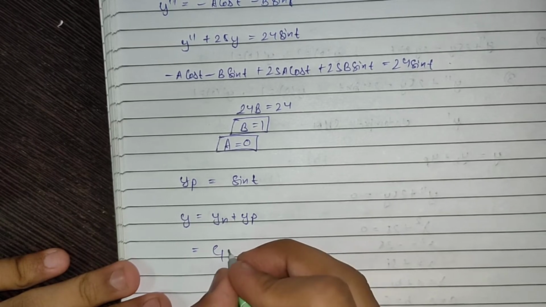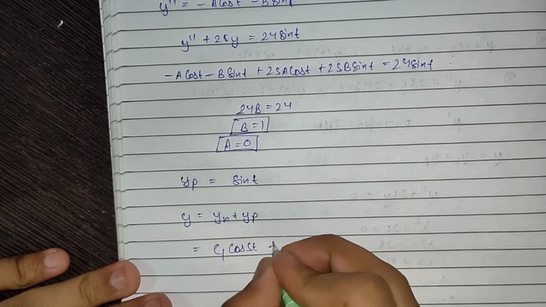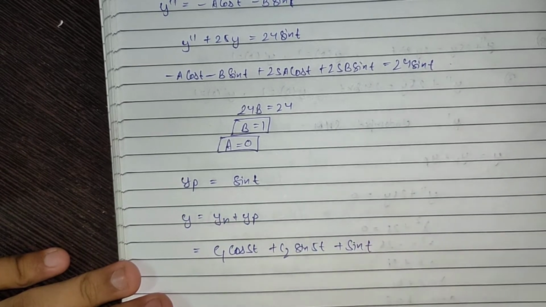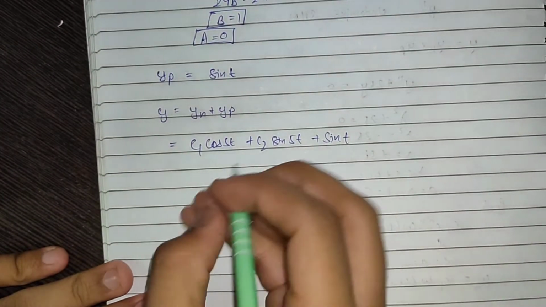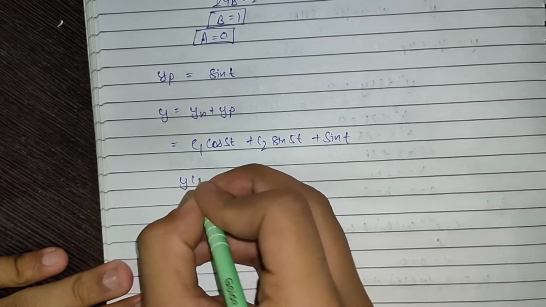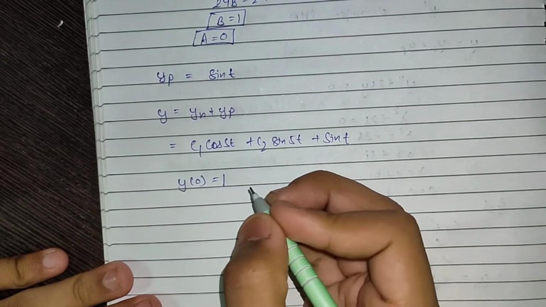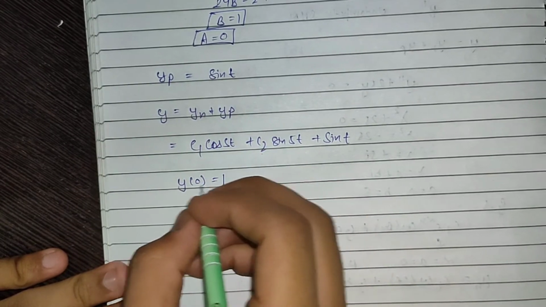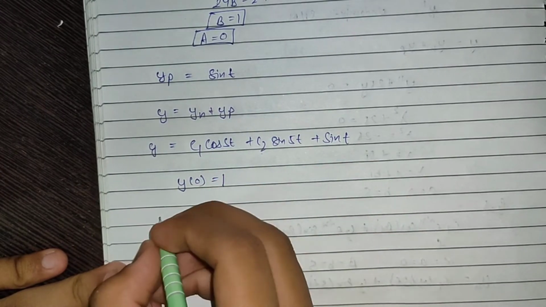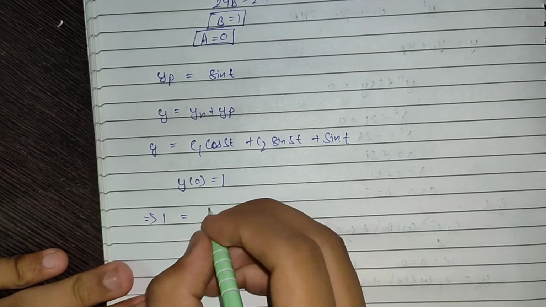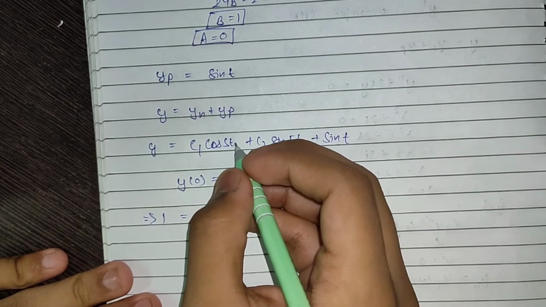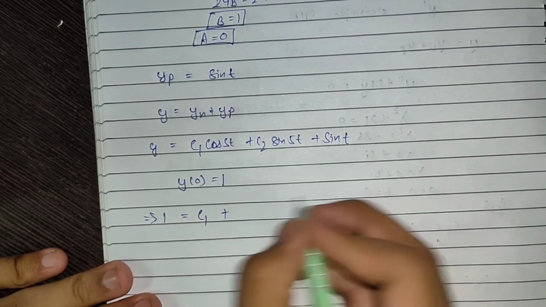y is c1 cos 5t plus c2 sin 5t plus sin t. Now for finding c1 and c2, we'll apply the initial conditions which we are given, that y(0) is equal to 1. So we'll put y is equal to 1 and t is equal to 0 here. We'll get 1 is equal to c1 cos 5t. When we put t is equal to 0 here, cos 0 is 1, so we'll get c1, and these sine terms are 0.